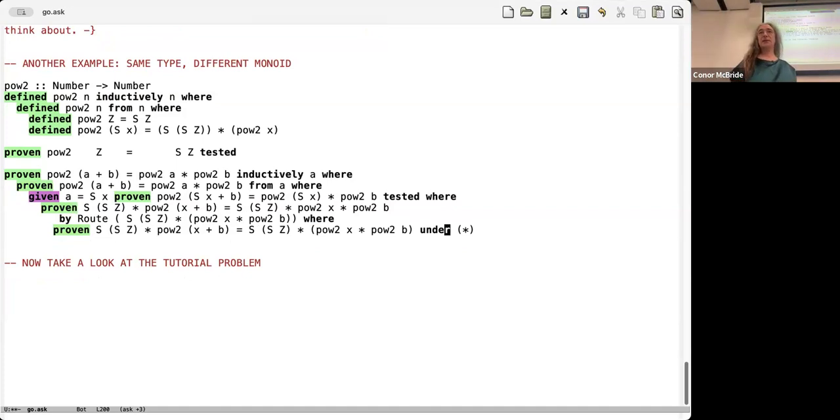And now, with not very long to go, thank goodness, I have the instruction to myself to take a look at the tutorial problem, which would be a whole lot easier if it existed. But it nearly exists. So I'll see how much I can do.